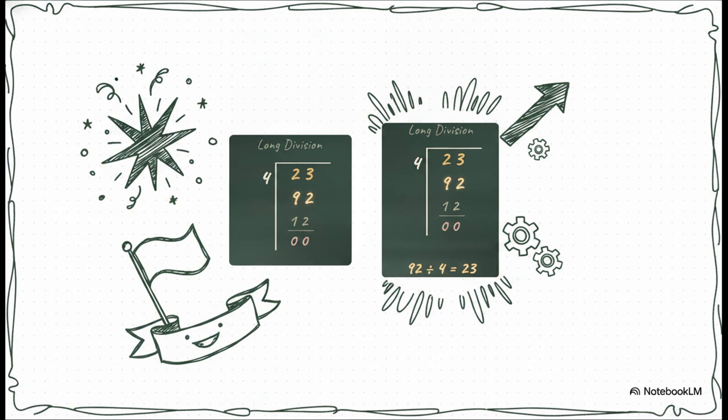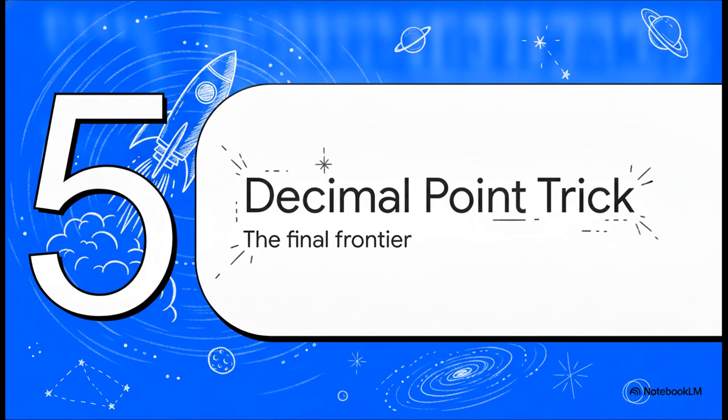We do a quick check for any more digits to bring down. There are absolutely none. So we get to celebrate a perfectly clean division with 0 remainder. Just by repeating our simple loop a second time, we easily conquered a much larger number to get a flawless final quotient of 23.